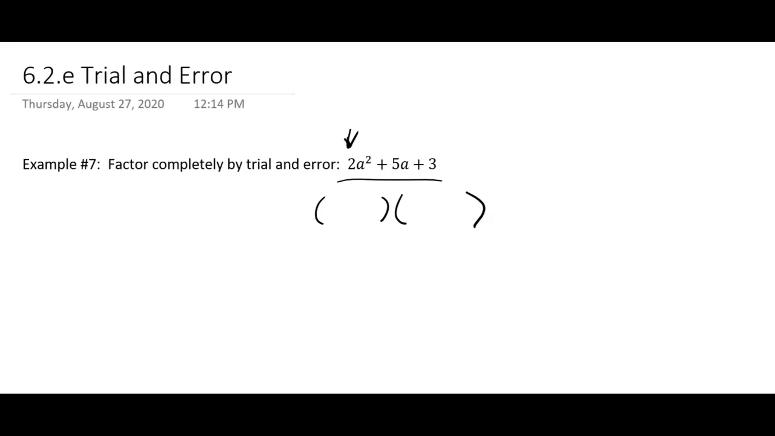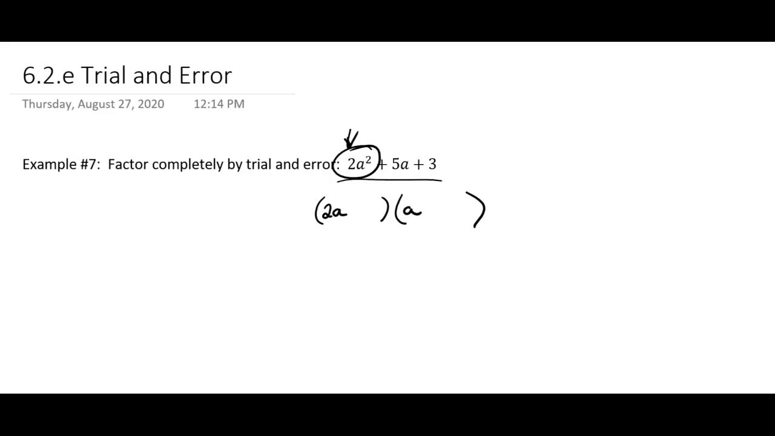Okay? So I look at the 2a squared. What multiplies to be 2? Well, 2 and 1. So I'm going to have 2a and 1a. There really isn't another combination. And I always put the larger number first. So I'm kind of set with my 2a and a.